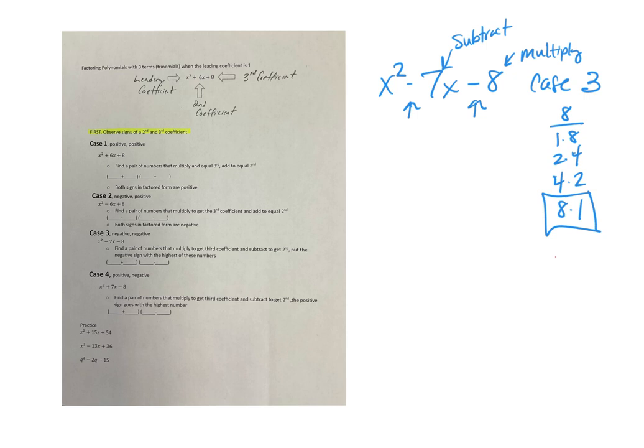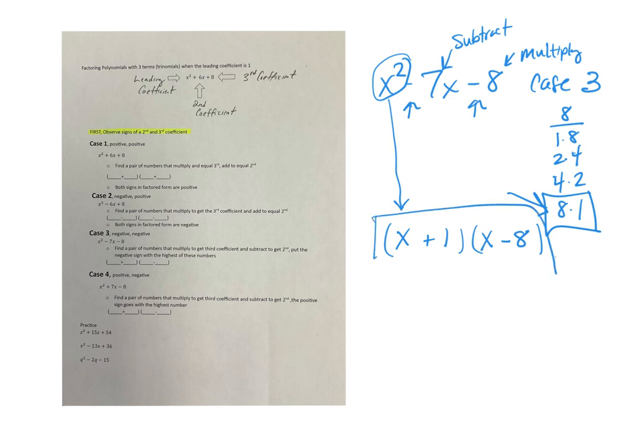So under case 3, it says that one sign is positive and one is negative, and to put the negative sign with the highest of these numbers. So the highest of these 2 numbers is 8. So I'm going to have negative 8, positive 1. And I know that in order to get this x squared, both my first terms have to be x. So this is the answer to x squared minus 7x minus 8.